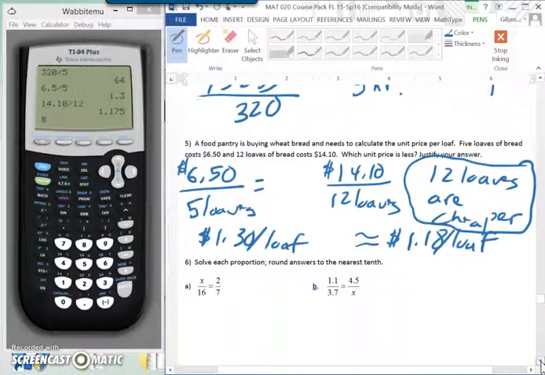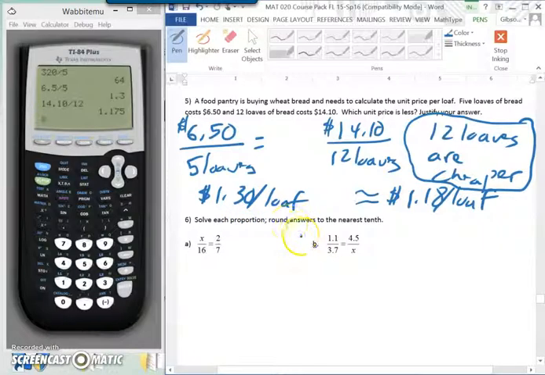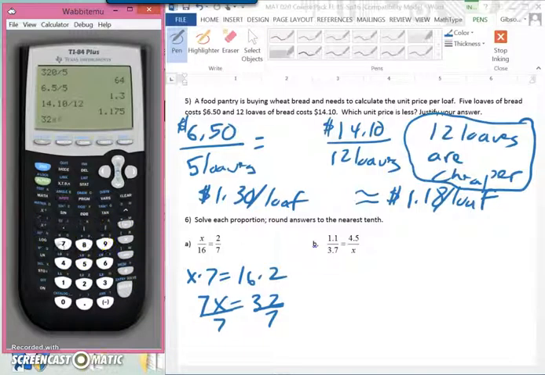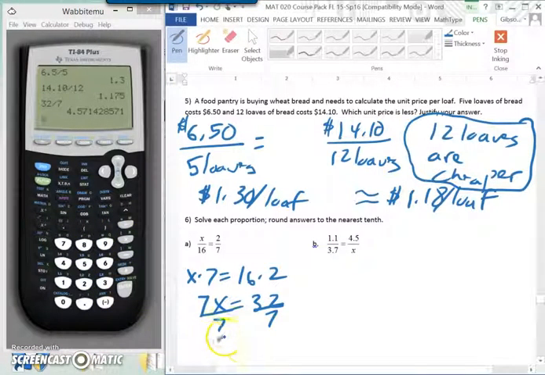Okay. So now we have number 6. It says solve each proportion. Round answers to the nearest tenth. So if we're rounding to the nearest tenth, that means we're rounding to 1 decimal place. So we would do cross multiplication. We have x times 7 is equal to 16 times 2. X times 7 is 7x, and 16 times 2 is 32. We divide each side by 7, and we can take our calculator. 32 divided by 7 will give us x, and it'll be approximately 4.6, because it said round to the nearest tenth.